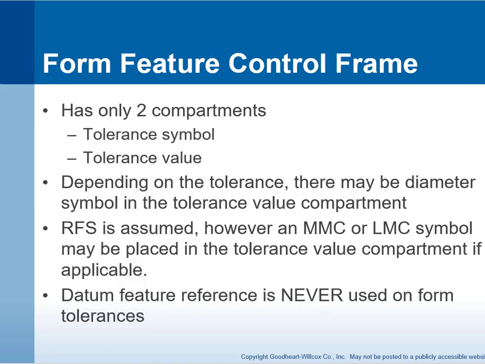So, feature control frame. A form tolerance has only 2 compartments in the feature control frame. It's going to have the tolerance symbol, and it's going to have the tolerance value. So depending on the tolerance, there may be a diameter symbol, or there may not be, in the tolerance value compartment. Remember, RFS is always assumed. That's per Rule 2 of GD&T. However, an MMC or LMC symbol may be placed in the tolerance value compartment if it is applicable. Okay, so for form tolerances, a datum feature reference is never used.